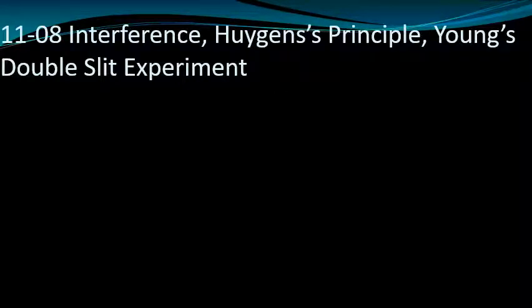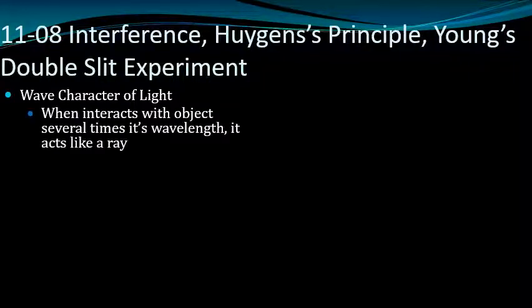Lesson 11:8. Interference, Huygens' principle, and Young's double slit experiment. Light is both a wave and a particle. We were using ray tracings. That's like a particle: it goes straight, bounces off, goes back. We're also going to talk about the wave character.